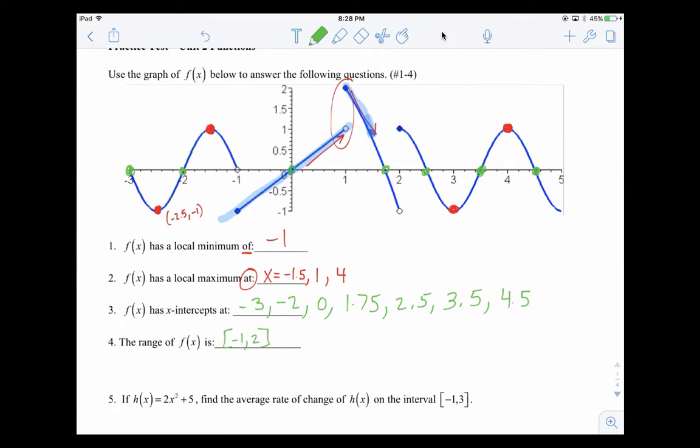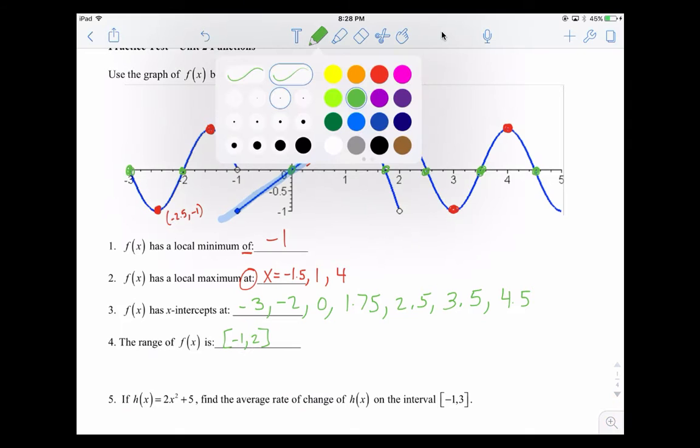Okay, so most of those questions are from section 2.2. So if you guys want to look those over, that would be a good idea.